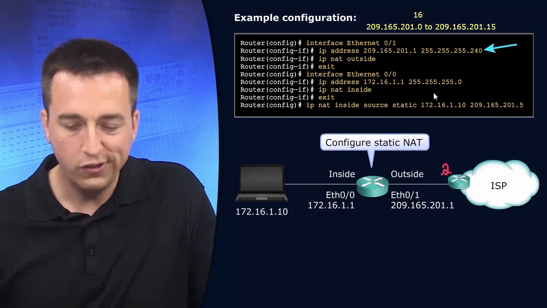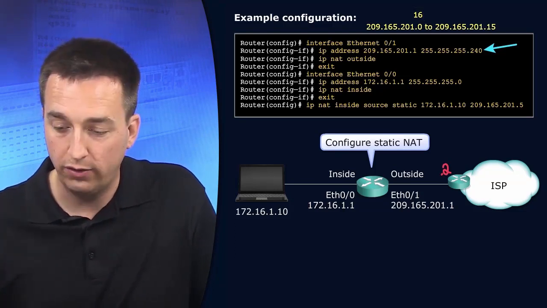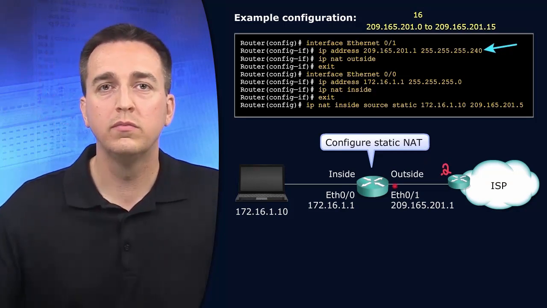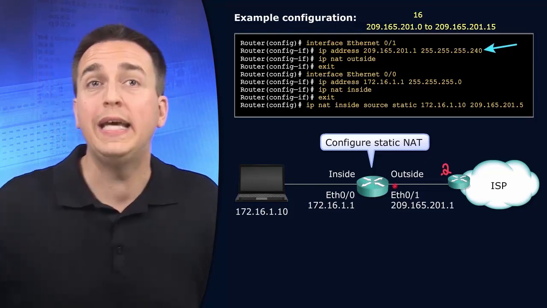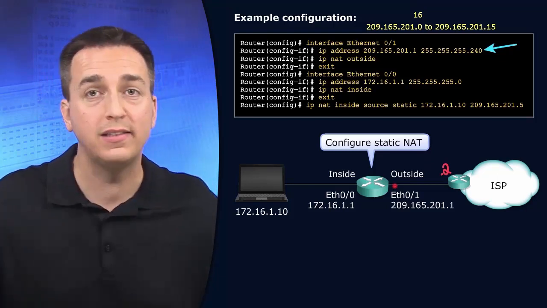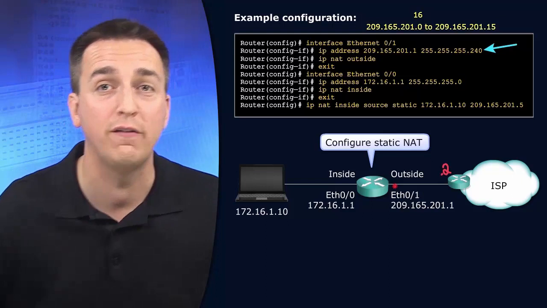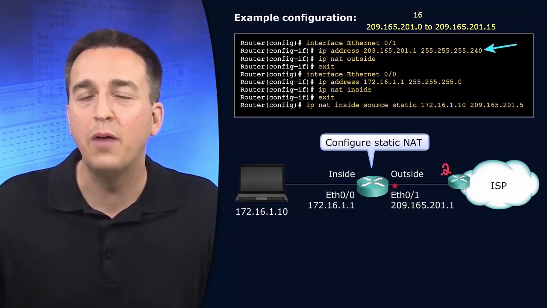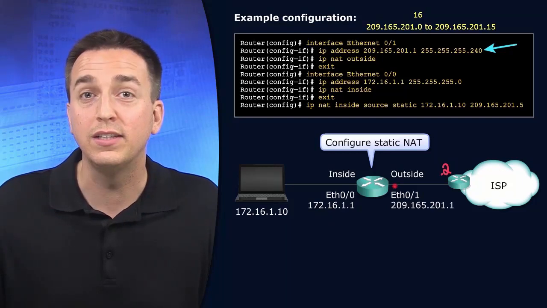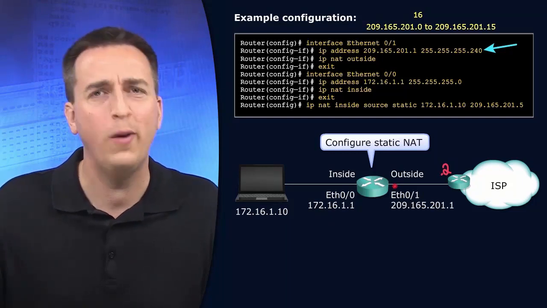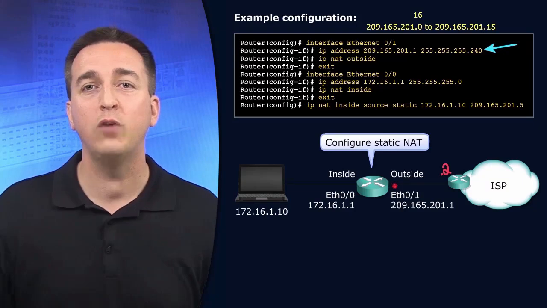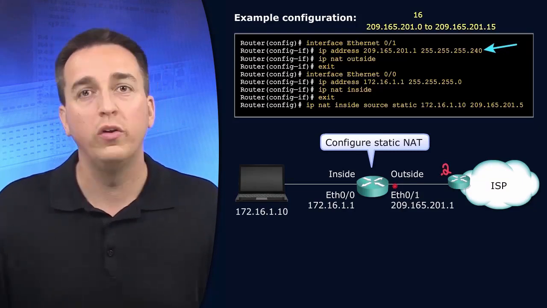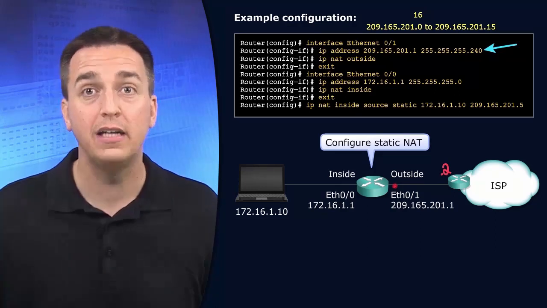We're using .1 on Ethernet 0/1. The ISP is using .2 on their router. We can't use .0 because that's the subnet ID. We can't use .15 because that's the broadcast address, leaving us with how many addresses? 16 minus 4. That's 12. So we have 12 addresses left over that we can use for static NAT, meaning only 12 users can access the internet at any given time.